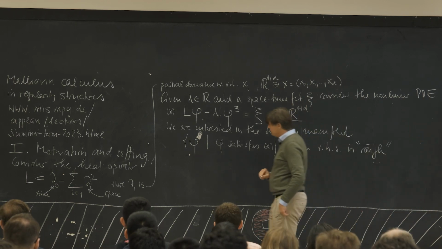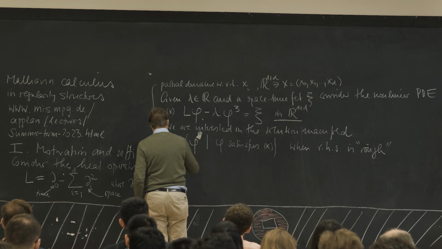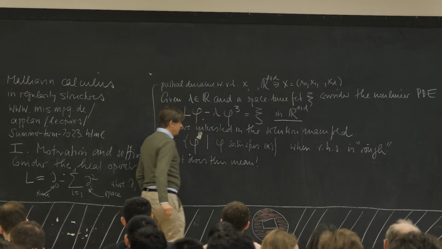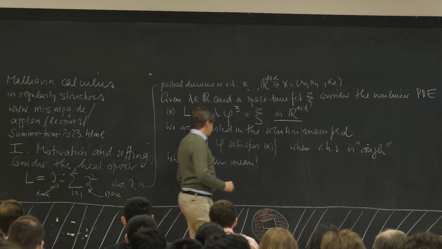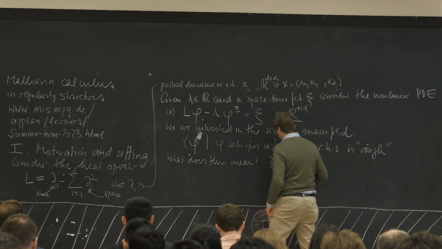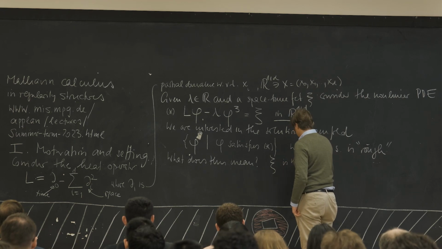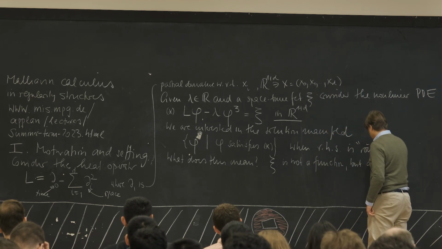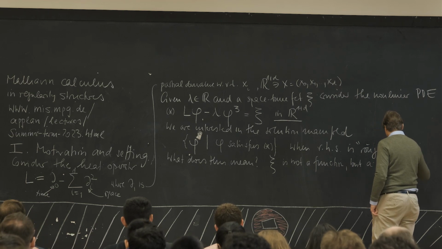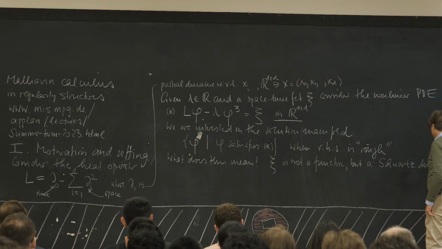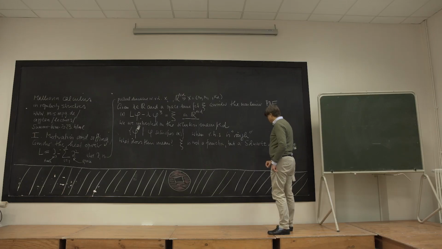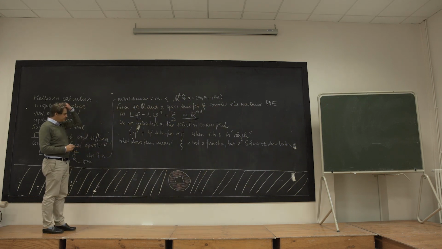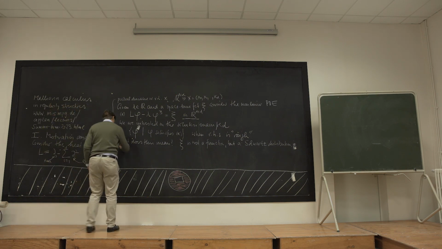So what do I mean by rough? By this I mean that xi is no longer a function, but just what is called, and I will explain what that means, a Schwarz distribution. Let me explain what it means to be a Schwarz distribution. In order to explain that, I have to explain what it means to be a Schwarz function.